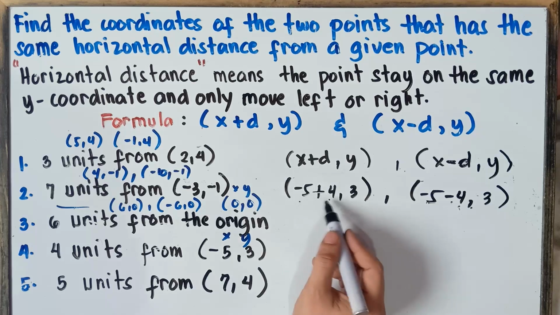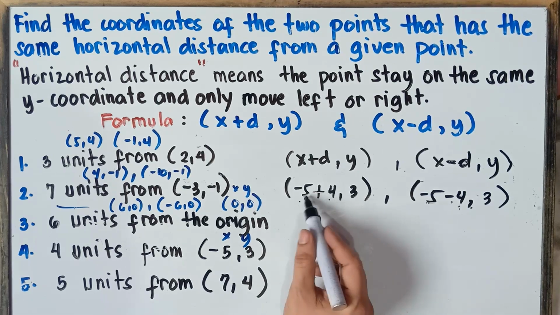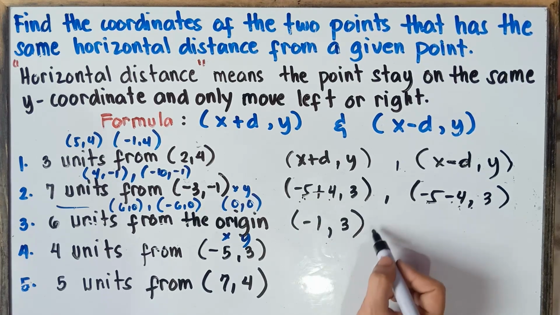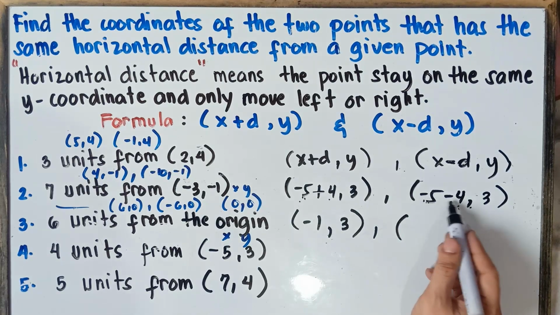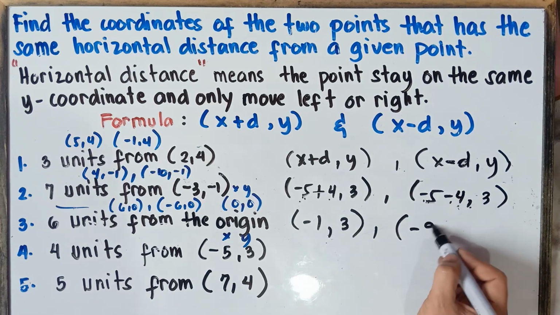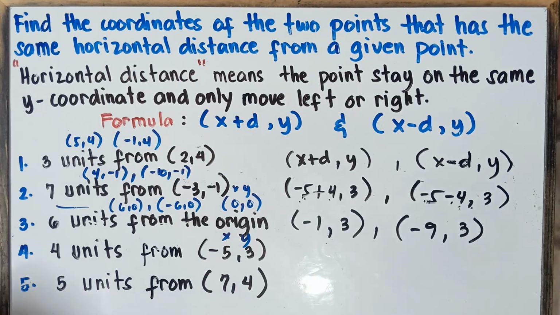If the signs are not the same, you subtract. 5 minus 4 is 1. Now 5 is greater than 4, we copy the sign of 5. That will be negative 1, comma, and then 3. Alright, the second point, once again, both negative, negative 5 minus 4, simply copy the negative sign, simply add the numbers. That would be negative 9, comma, and then 3. That's it, class. All set.